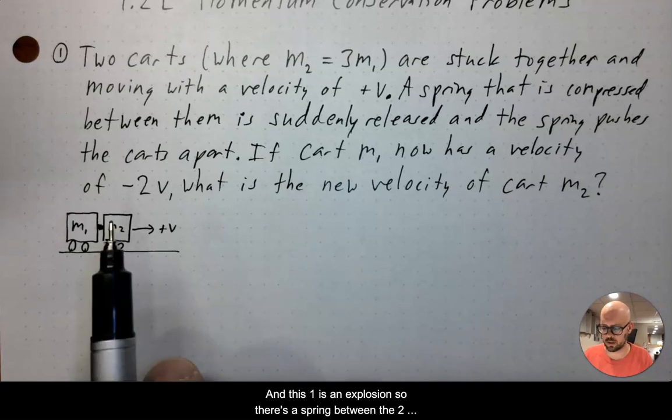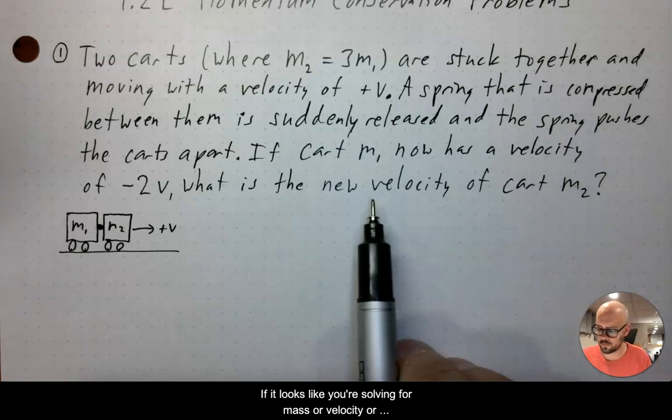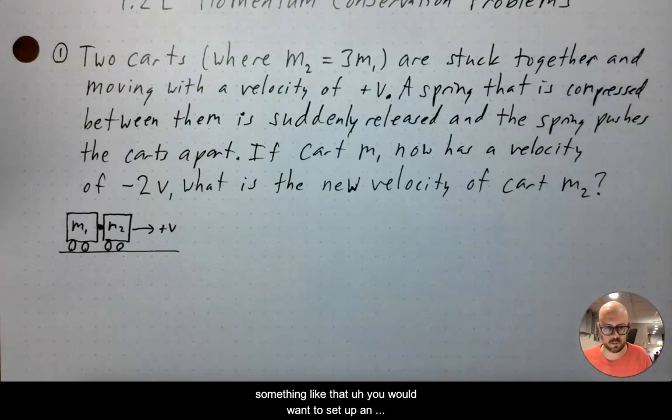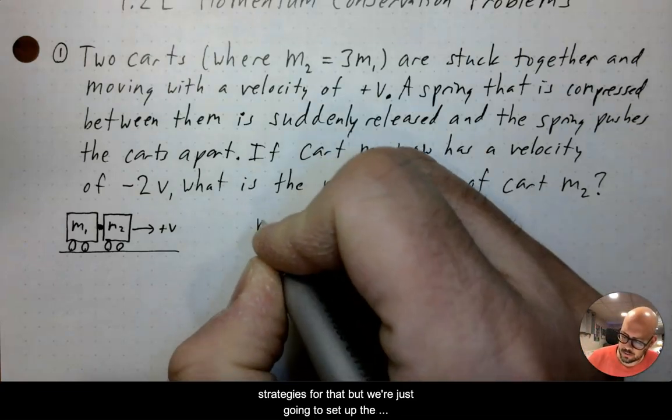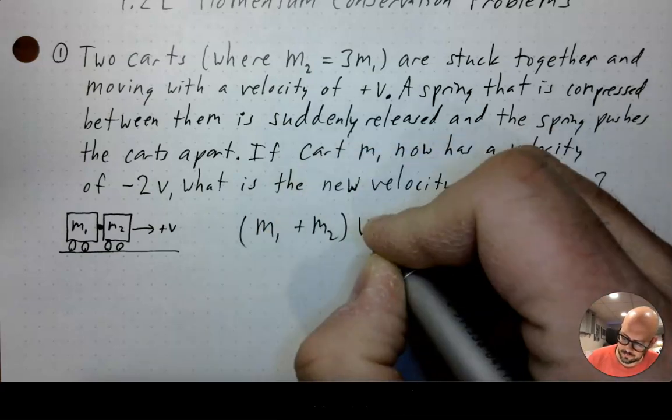So there's a spring between the two carts that pushes them apart. Now, if it looks like you're solving for mass or velocity or something like that, you would want to set up an equation for conservation of momentum. When we go over some of the AP Classroom multiple choice questions, we won't necessarily need to set up an equation like that, and we'll talk about some different strategies for that. But we're just going to set up the general equation for an explosion.